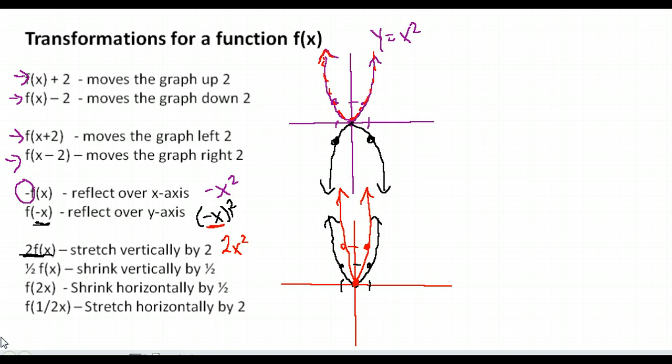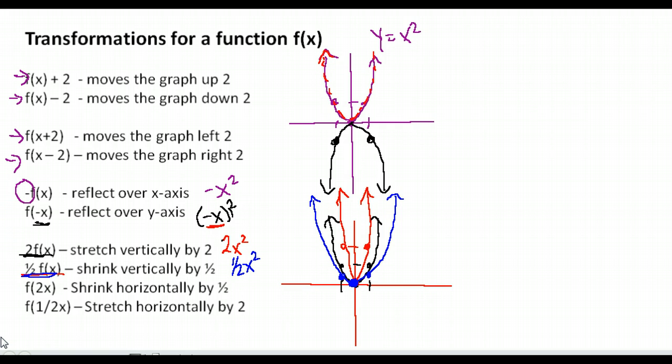Okay? 1/2 f of x, that is going to shrink our graph vertically, so kind of squish it down by a factor of 1/2, and it would look like this, 1/2 x squared. It's going to cut our y values in half, which would again put us at 0, 0. We'd be at 1, 1/2, and negative 1, 1/2, which notice just shrinks it vertically, kind of makes it a little squattier, if that's a word.